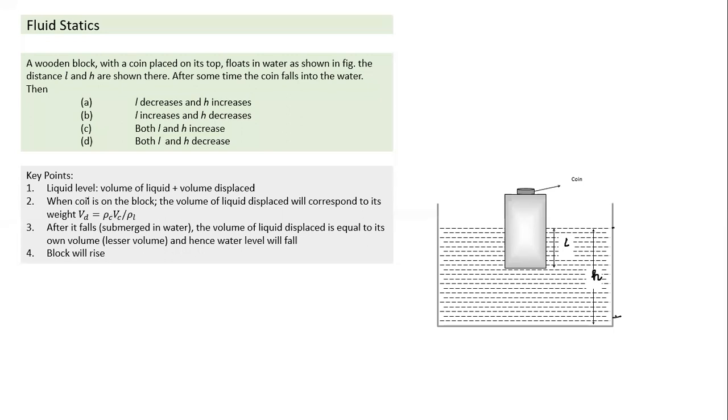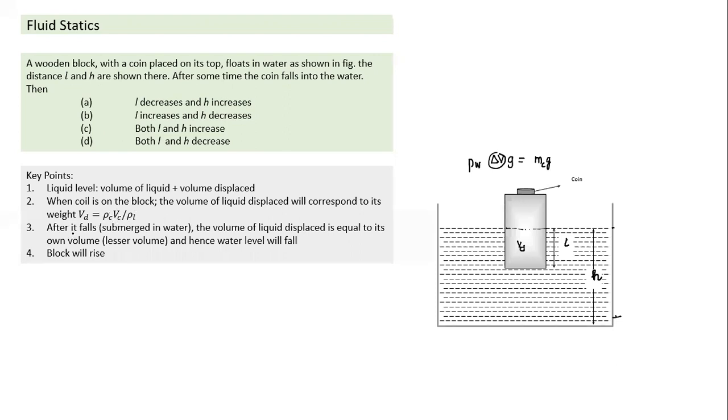When the coin is on the block, what will the volume of liquid displaced be equal to? This volume displaced corresponds to the weight of the coin plus the weight of the wooden block. When we place this coin on top of the wooden block, what extra volume gets displaced? The extra volume times the density of water times g has to equal the mass of the coin times g. So the extra volume displaced is the density of the coin times the volume of the coin divided by the density of the liquid.